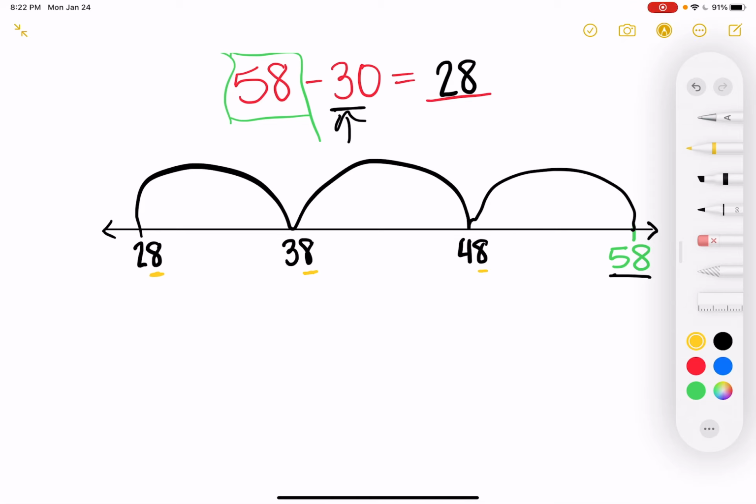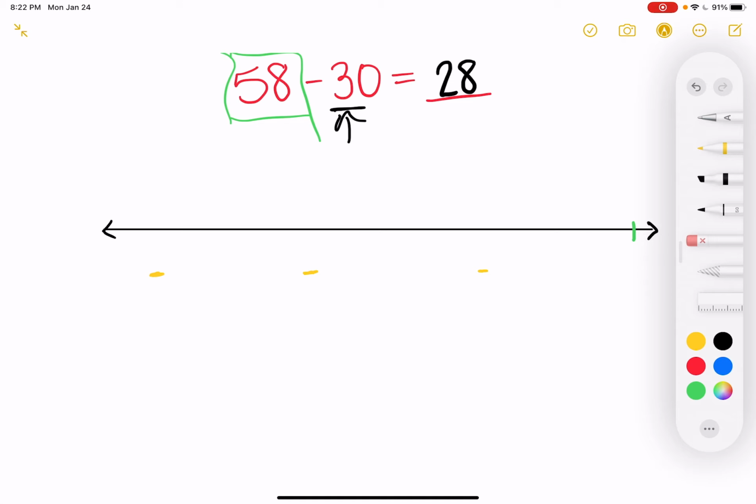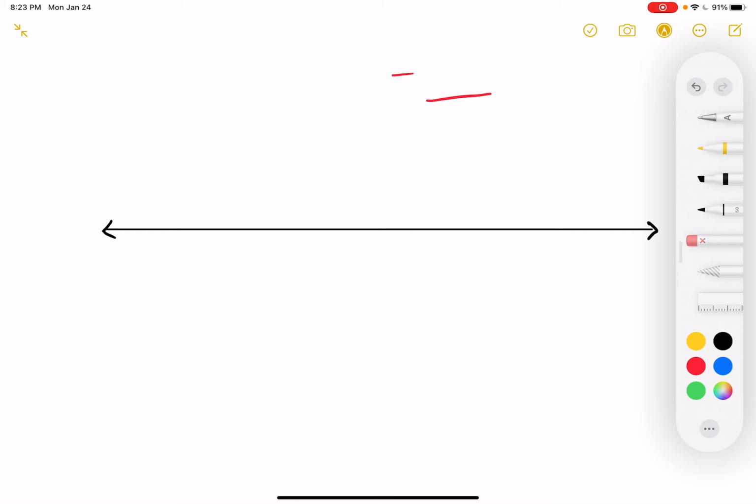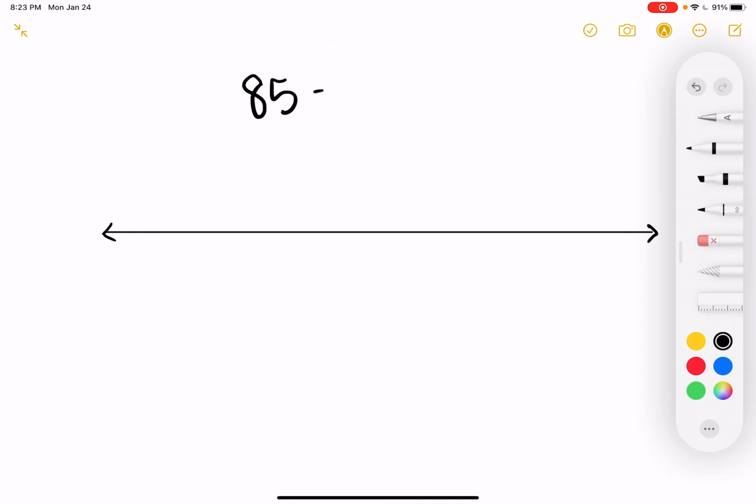So let's practice a few more subtraction problems. Magic eraser there. Let's do another problem. Let's start at 85. And we are going to subtract 60. I'm going to kind of have to plan ahead here because I see I've got some tens to take away.